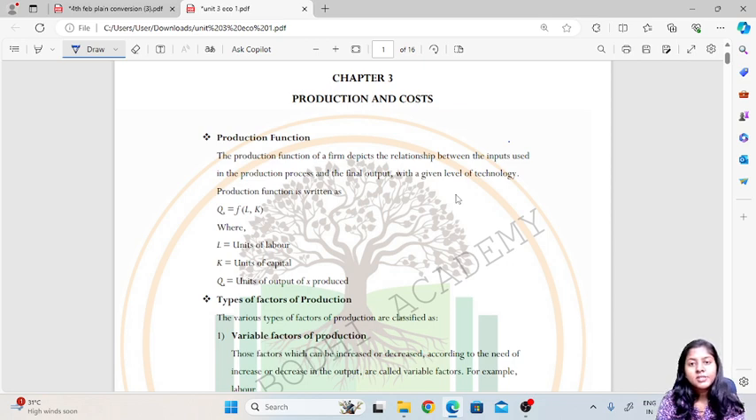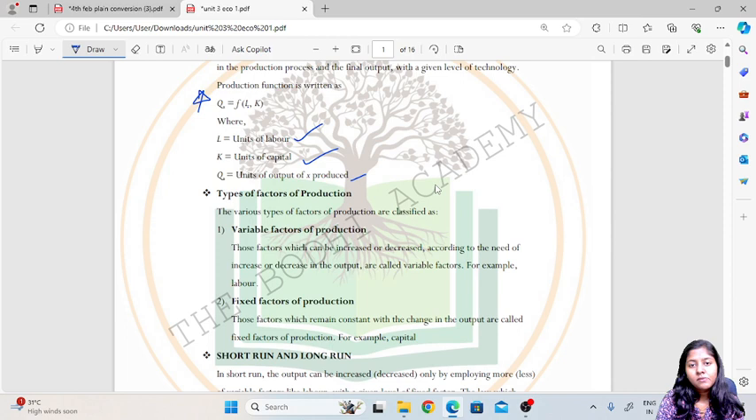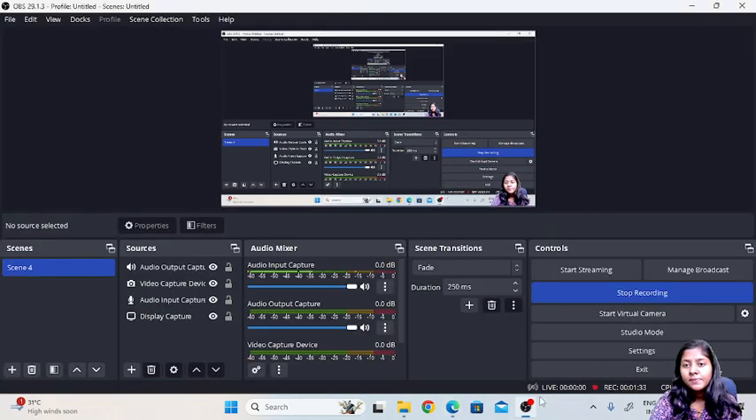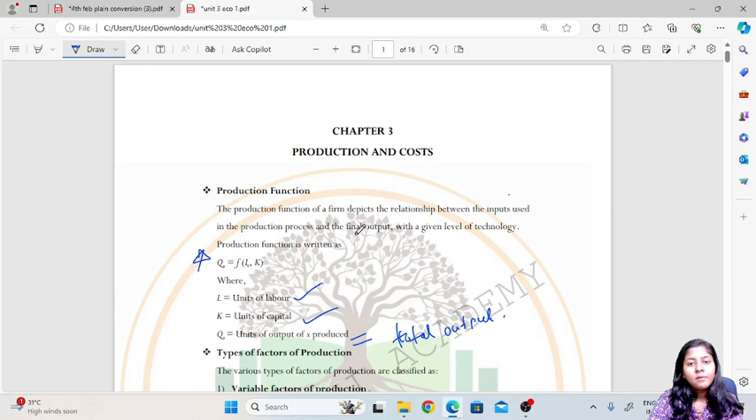So production function is nothing but a relation between the physical input and the physical output, wherein you have to remember, Q = f(L, K), wherein L is labor and K is unit of capital and Q is the total output produced. Okay, so this is the total output produced. So this we have seen. A 1 mark MCQ can ask: the relation between the physical input and the physical output is called the production function. So this is very important.